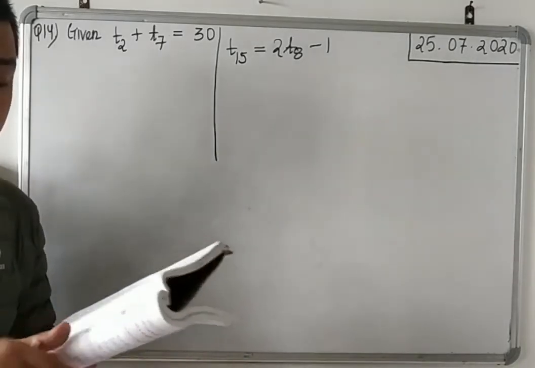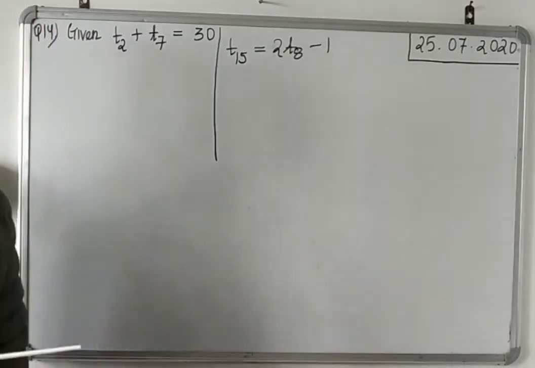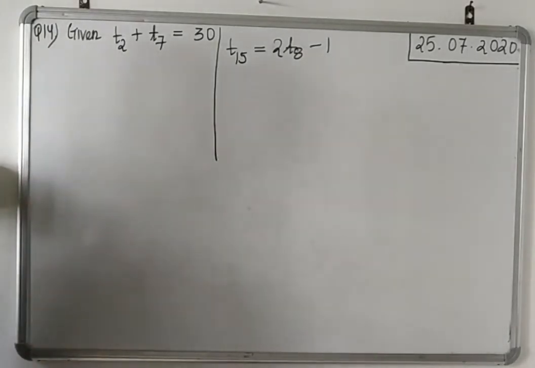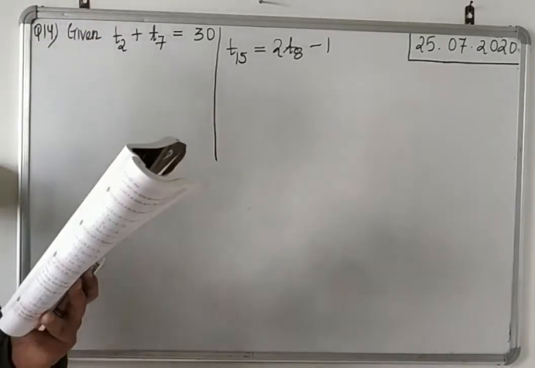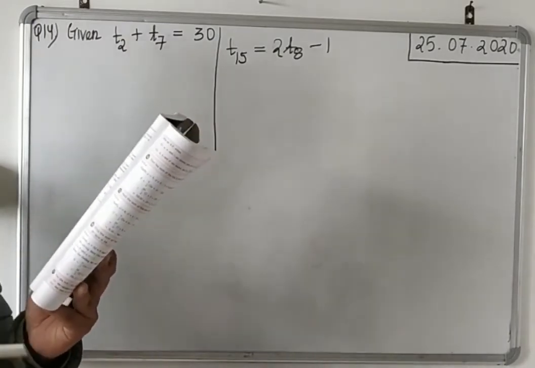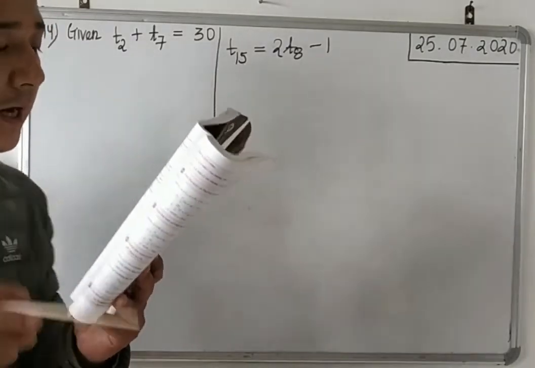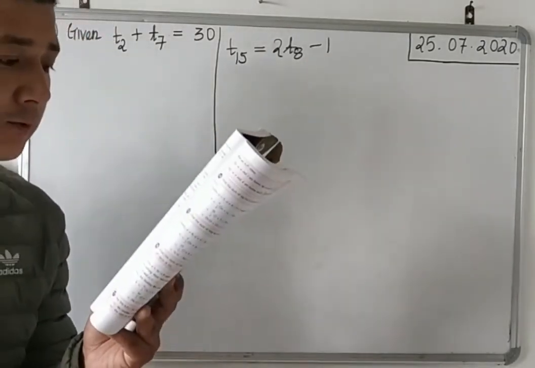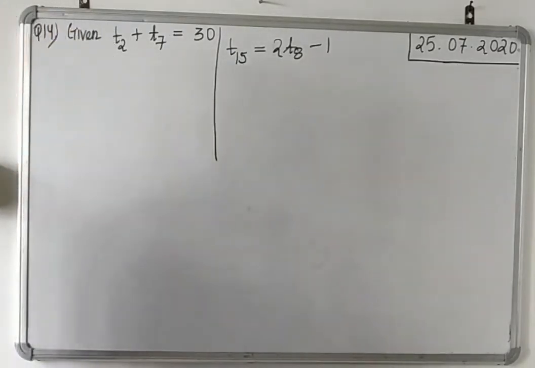We move to question number 14 now. Let's read the question. The sum of the second and the seventh term of an AP is 30. The sum means to add. The sum of which terms? The sum of the second and the seventh term is 30. Clear? T2 plus T7 is equal to 30. The next one: its 15th term, T15, is 1 less than twice its 8th term. Find the AP.